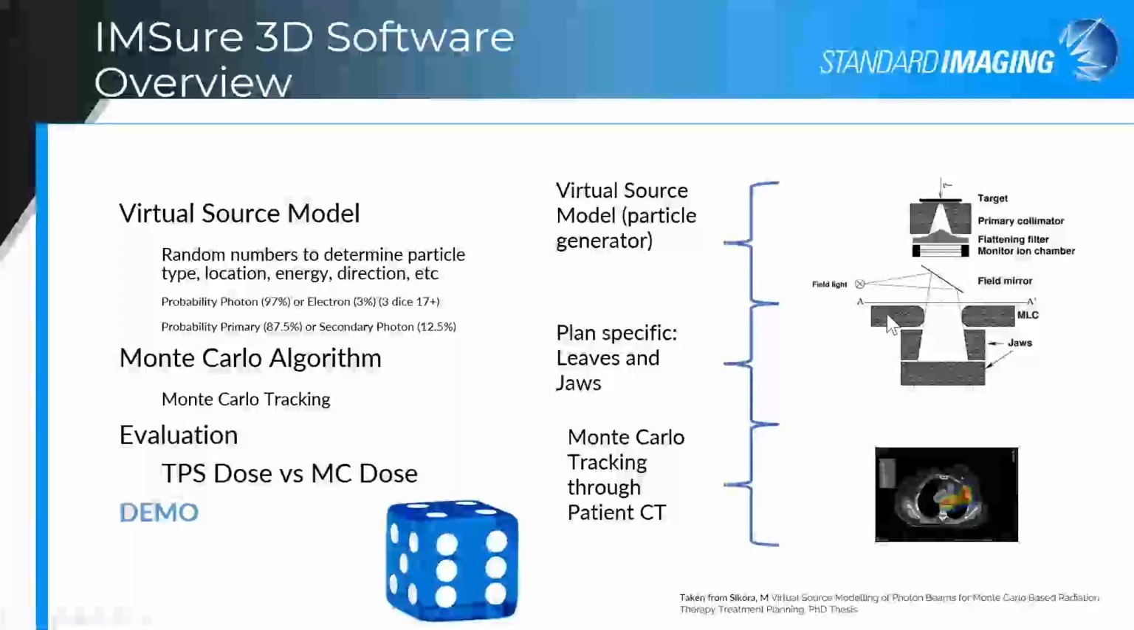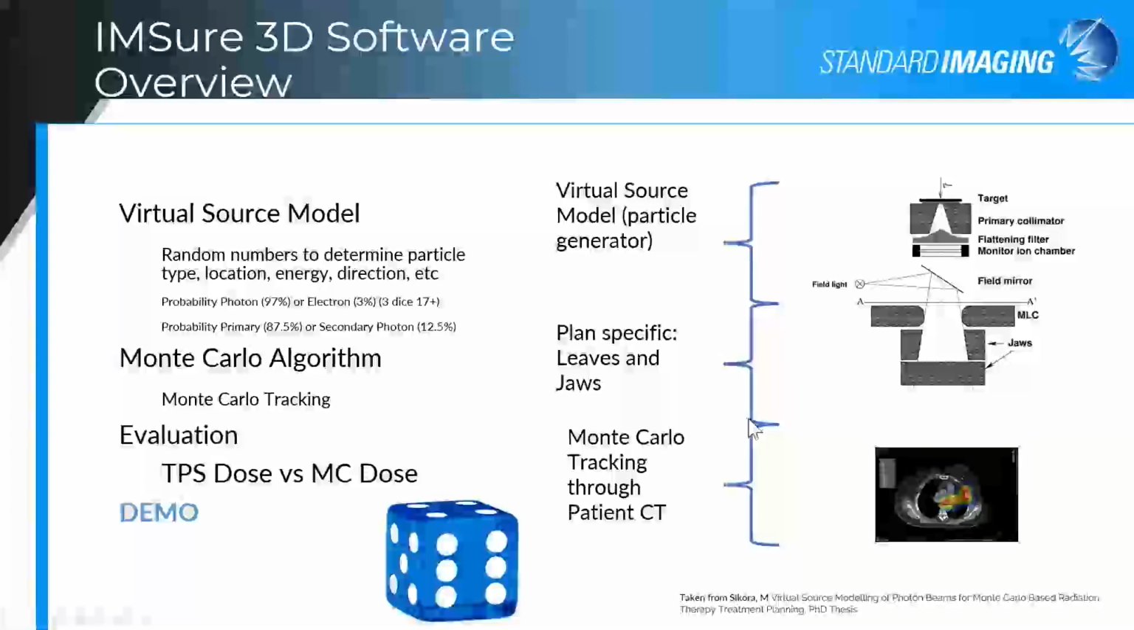And then next you step on down and see, is it going to be a primary or a secondary photon? Again, you roll your dice or use your random number generator to determine what type of photon, and then work on down through the system. And so, that's your virtual source model particle generator.